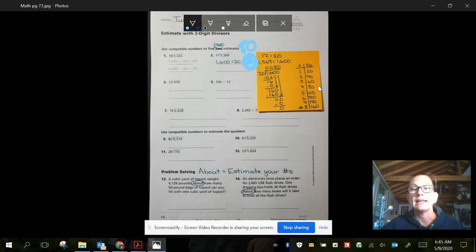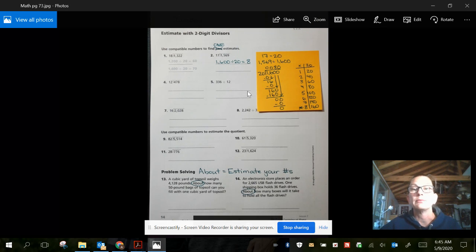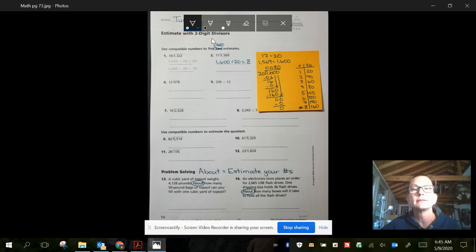Okay? If you also look at the rest of the problems, they're all division. I just want you to do 1 to 8. Do not do 9, 10, 11, and 12. It's just a whole lot of extra work. So you're going to cross out 9, 10, 11, and 12. And then you will be doing the problem solving.